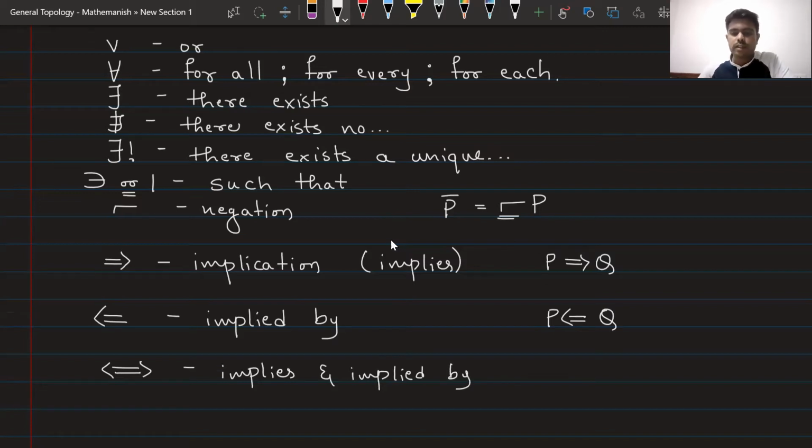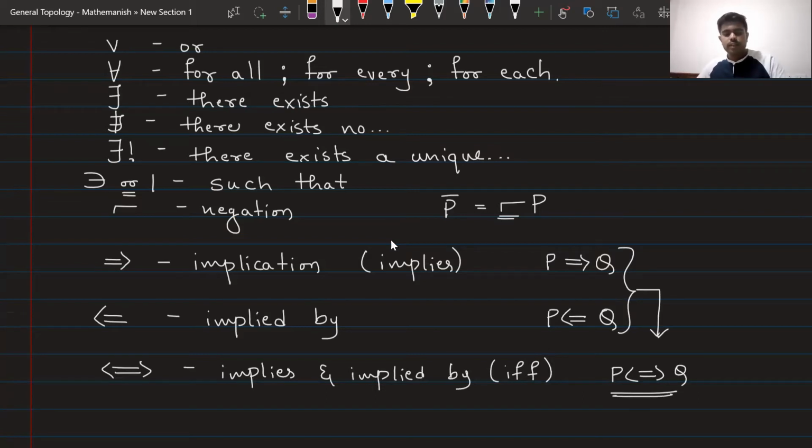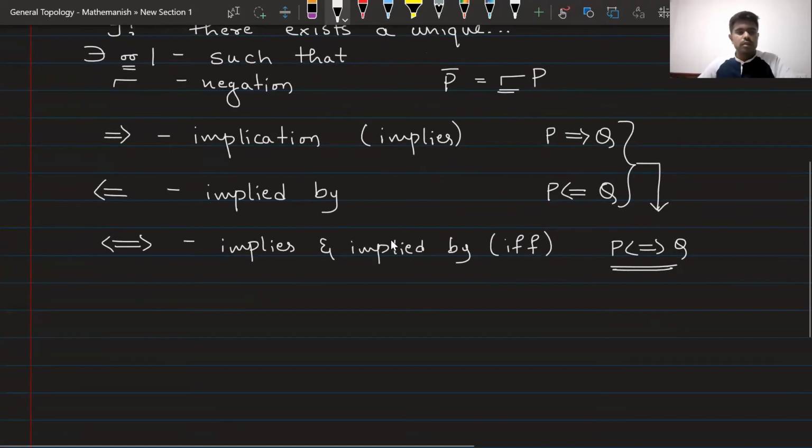In this case, we can also write it as if and only if, because you know that this is the if P then Q statement, and this is if Q then P. So if I club these two, then I can write P if and only if Q. Okay. And the next one is this symbol.